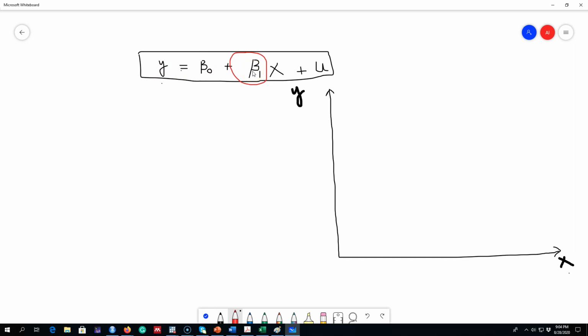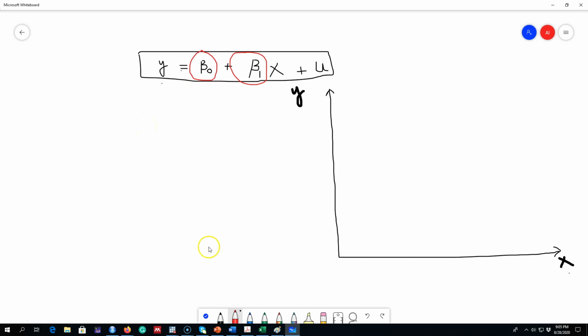Actually, it's going to show us two things. It's going to show us the direction of the relationship between x and y and the magnitude of the relationship between x and y. Another parameter that we may be interested in will be this beta 0 parameter or intercept parameter. And I'm going to show you both these parameters in a simple linear regression modeling framework. I'm going to show both of these parameters on a graph.